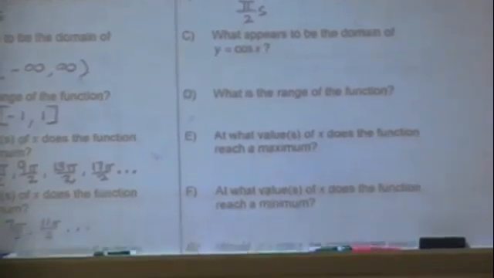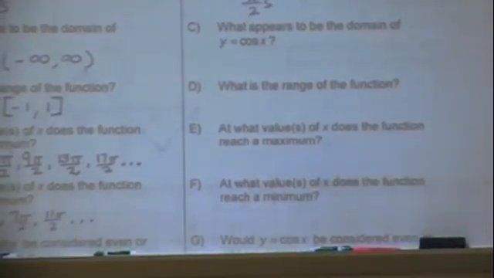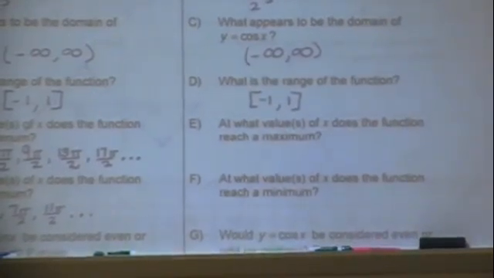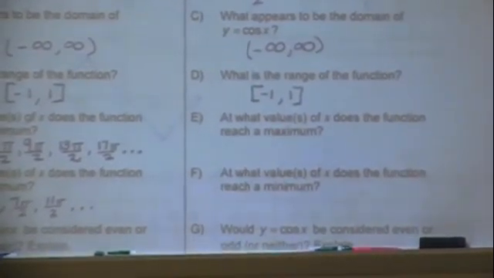Alright, domain of cosine. Negative to positive infinity, or all real numbers. What about the range? Negative 1 to 1. At what values of x does this function reach a maximum? So what about cosine? Where are the maximums on cosine? At the 2 pi's, or the even pi's, right? Because it goes 2 pi, 4 pi, 6 pi. The first one actually happens at 0, and then 2 pi, 4 pi. Or you could go back, negative 2 pi.